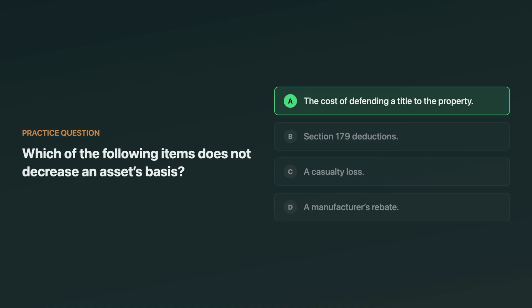The correct answer is the cost of defending a title to the property. That's a capital expenditure tied to acquiring or perfecting ownership, so it increases basis. Section 179 deductions reduce basis because you already expensed part of the cost. A manufacturer's rebate is tempting, but it generally reduces the purchase price, so it also reduces basis.